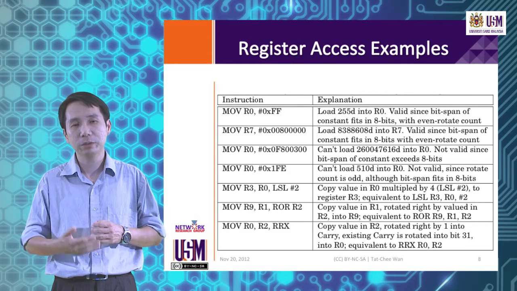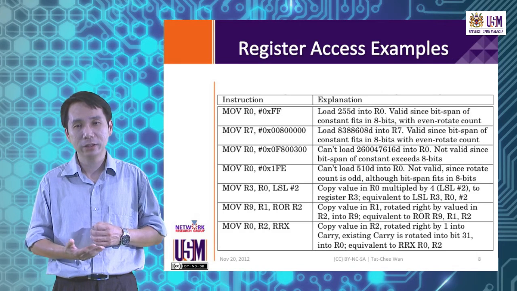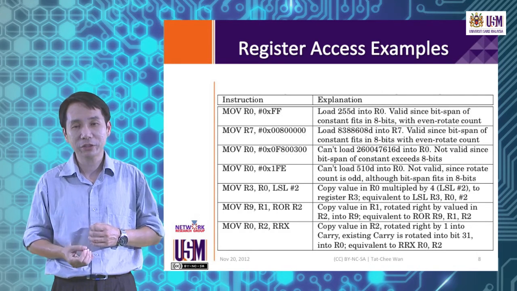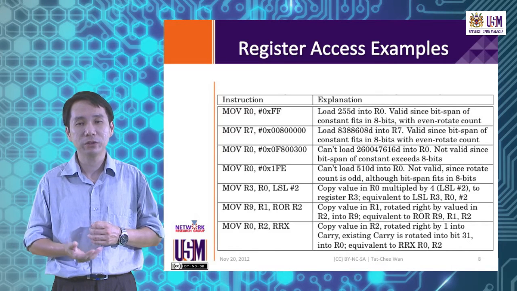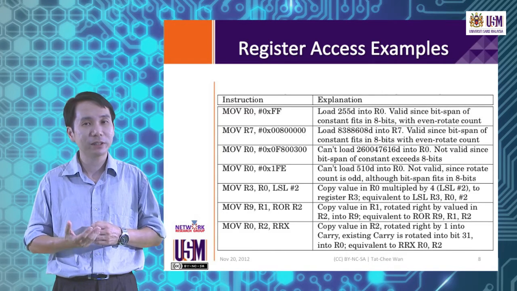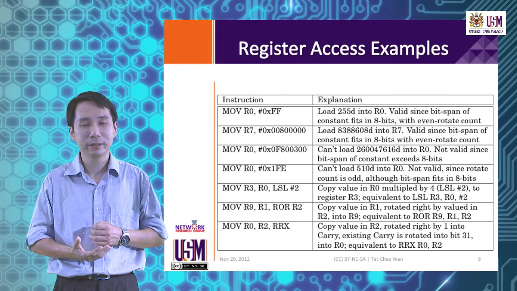The first instruction, MOV R0, #0xFF, with a constant value, is a valid move instruction because it loads the value 255 into R0 and the bit span of this constant fits into 8 bits.